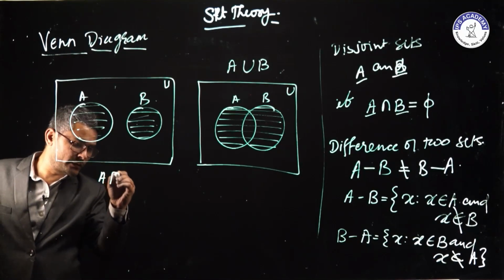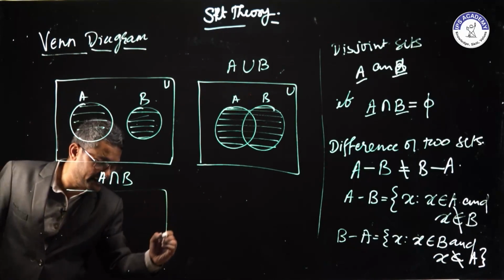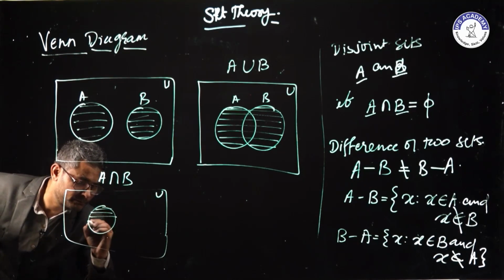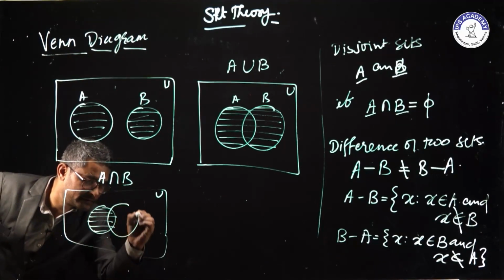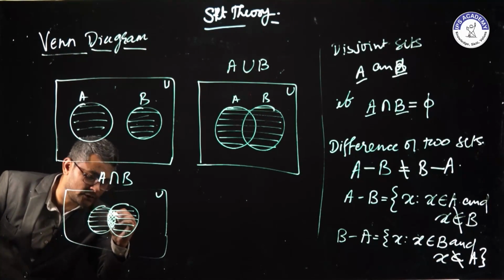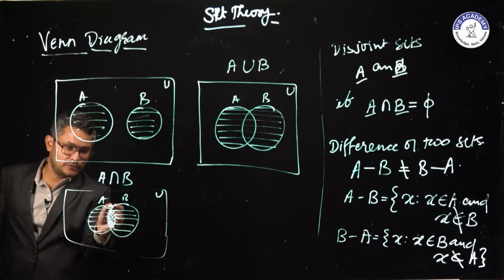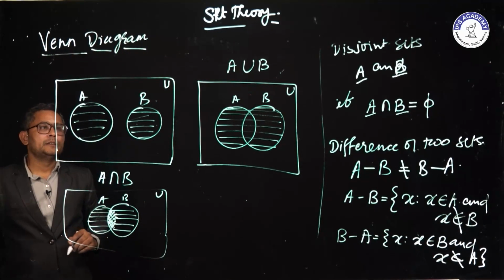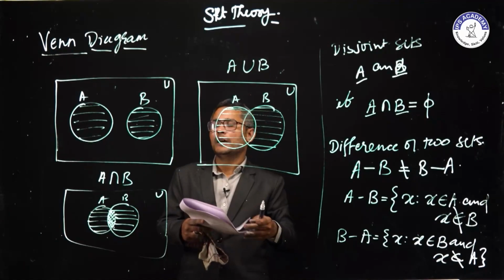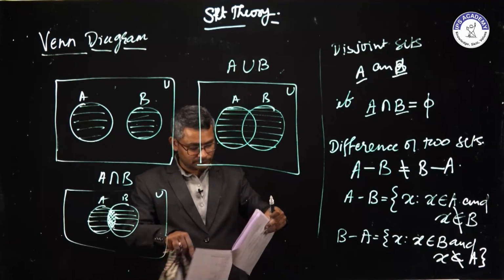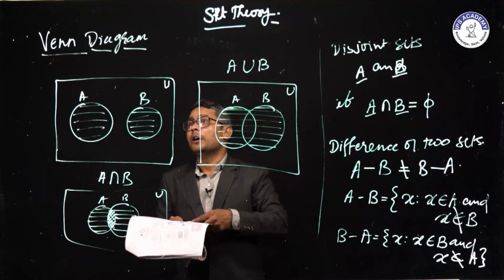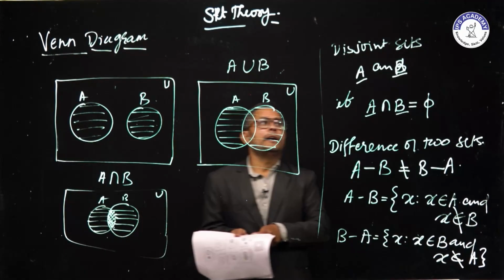If you are denoting A intersection B, then in the Venn diagram it is denoted like this. This is U, this is A, and this is B, and this is A intersection B. This middle part is the intersection of A and B. So this is another representation, the Venn diagram of sets. You can write the representation in tabular form, roster form, set builder form, or a Venn diagram.